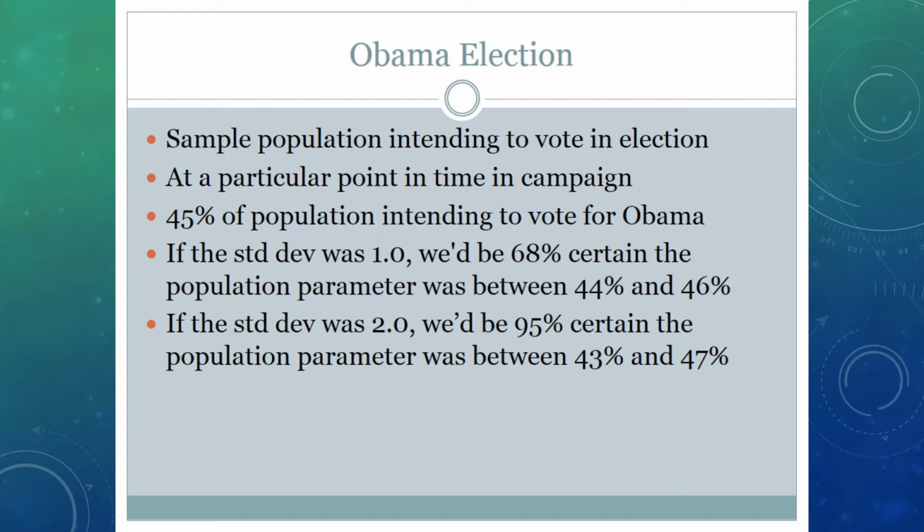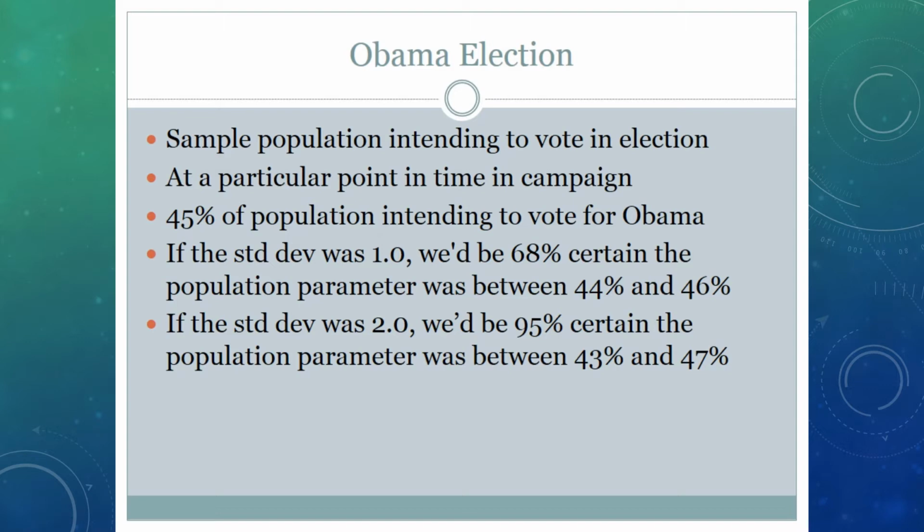So 45%, if we say there is one standard deviation, that means that we are 68% sure that the actual result for intention to vote for Obama is somewhere between 44 and 46%. And if you want to replay this part to make sure you understand, feel free to do so. So think about this.